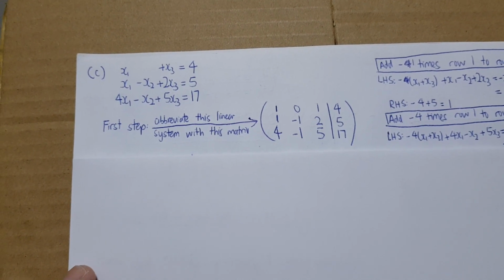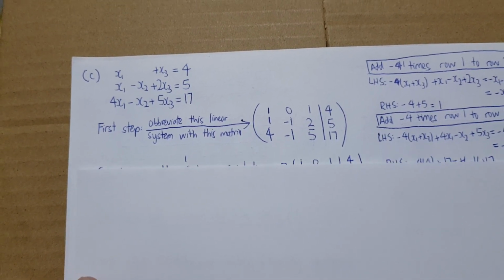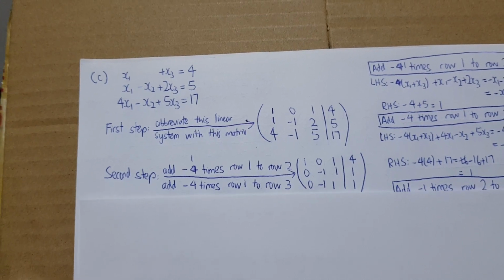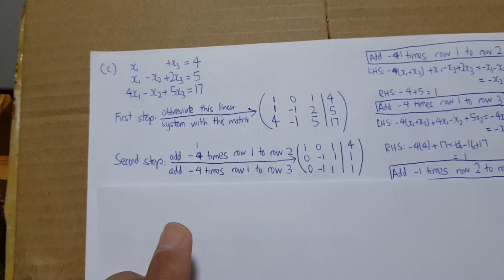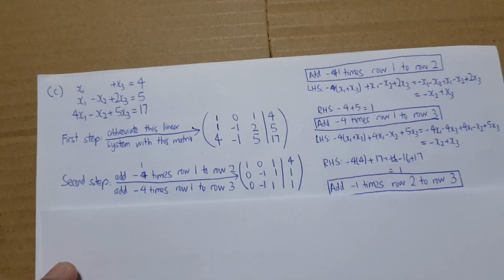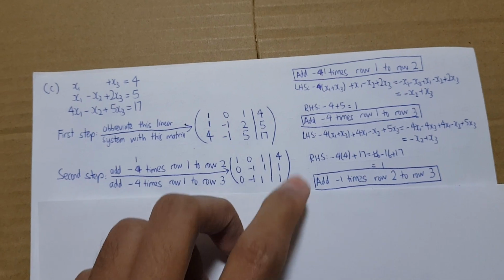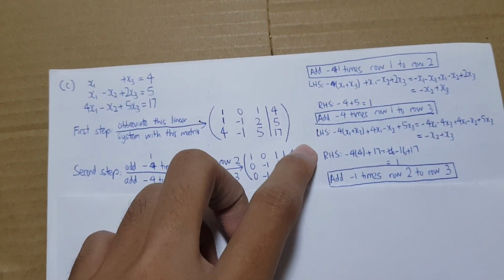Now you want to eliminate the x variables on the second and third row. These are the steps again. I won't say the steps: add minus 1 times row 1 to row 2 and add minus 4 times row 1 to row 3. And this is how it works on the left hand side and right hand side. I will not go into detail on all of this.